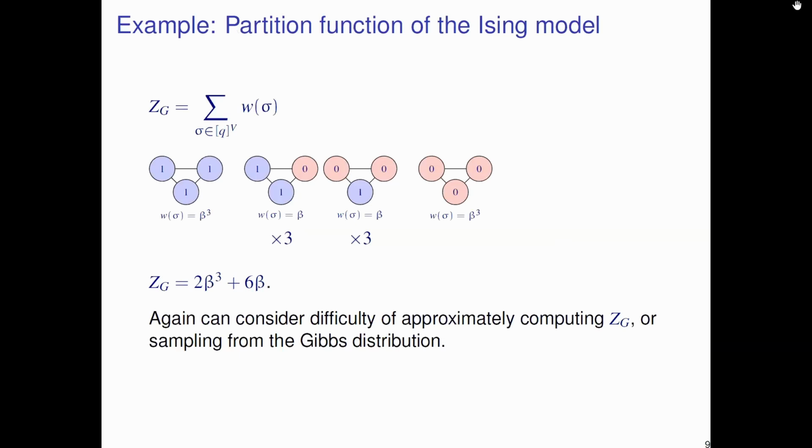Okay, and of course, we could compute the partition function for our little graph. So if we had a triangle, we could have all 1s, that has weight beta cubed. Similarly, all 0s has weight beta cubed. And the rest of the configurations have weight beta, and there's 6 of them, so we can write the partition function. And again, we could consider approximately computing the partition function, or we could consider sampling from the Gibbs distribution.